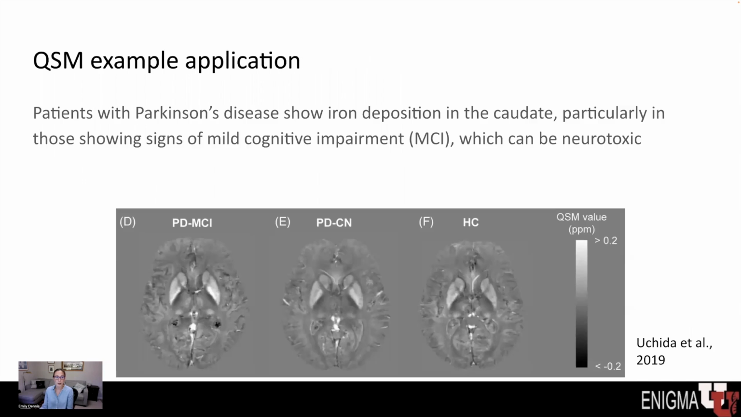One example application is in this study with Parkinson's disease. They found that patients with Parkinson's showed iron deposition in the caudate, which is this area right here on either side of the brain, particularly in those who are showing signs of mild cognitive impairment. Iron can be neurotoxic to the brain, meaning it can be toxic to the neurons and thus lead to tissue damage.